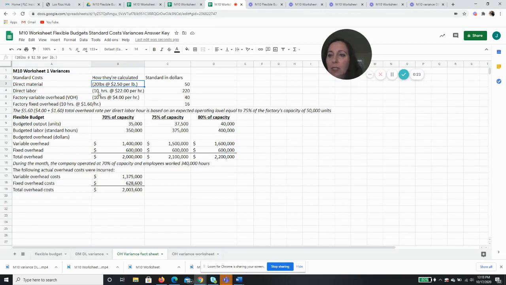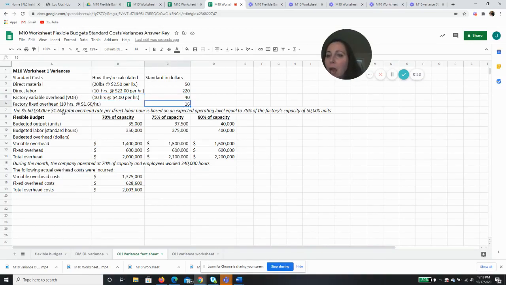And it tells you our standard for direct materials, 20 pounds at $2.50 a pound. For direct labor is 10 hours at $22 an hour. Factory overhead is 10 hours, again, because we're probably allocating based on direct labor, at $4 an hour. And this tells you the standard in dollars, so that's how much is going to be applied. Our factory fixed overhead is 10 hours at $1.60 an hour. Oh, this is variable overhead. And this is fixed overhead.